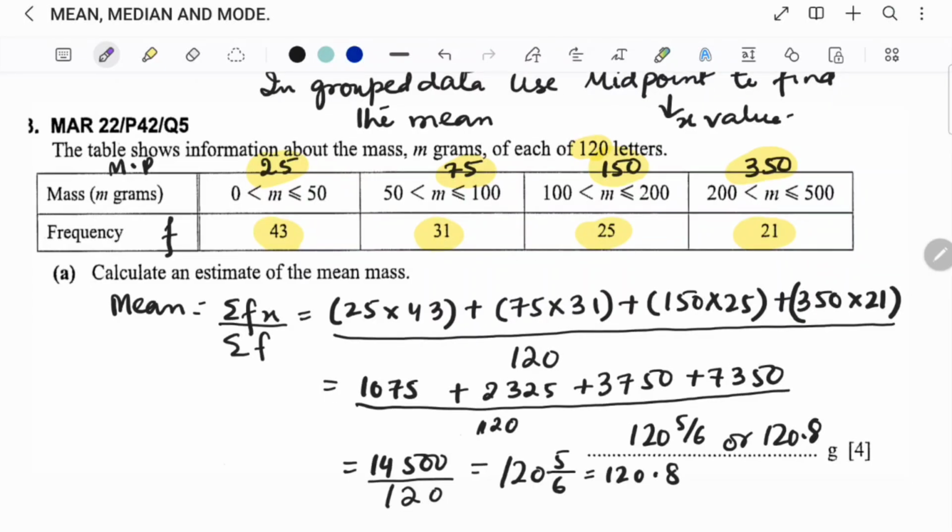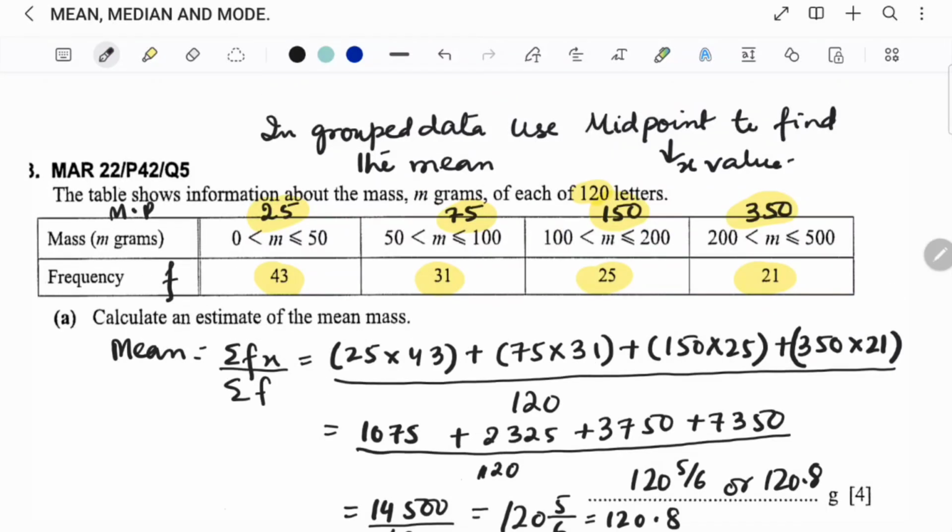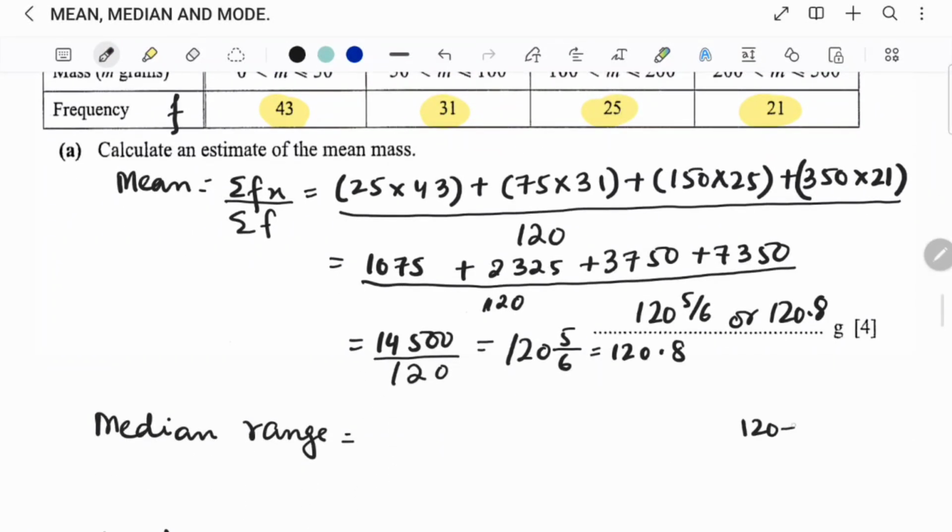Okay, so now we are calculating the median and mode also for this question. The median is the 120 plus 1 upon 2 place. That will give you the place we will have to find. So the median range for this question, first of all, we are going to calculate. 120 is the sum, so that is 120 plus 1 upon 2. 121 upon 2 is 60.5. We'll have to stop at 60.5.